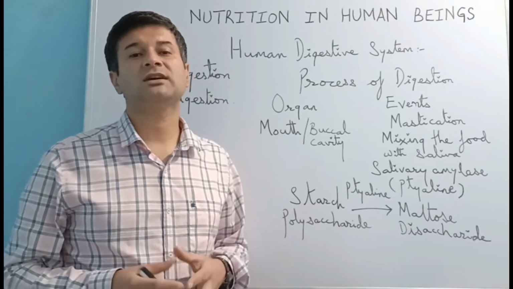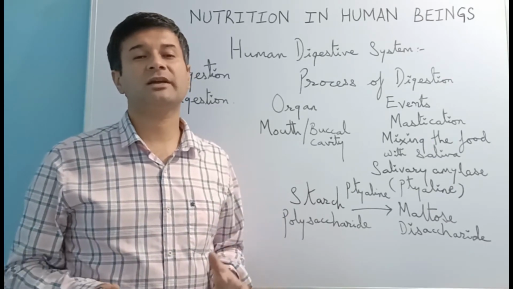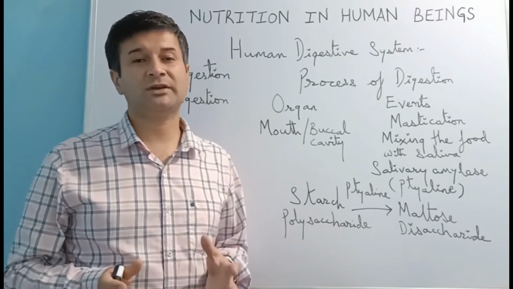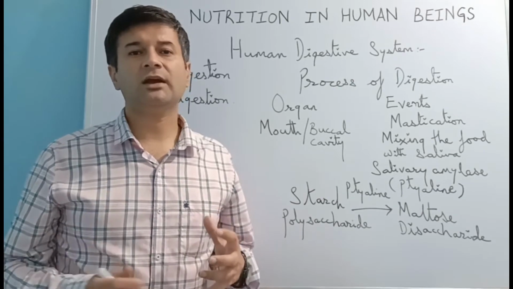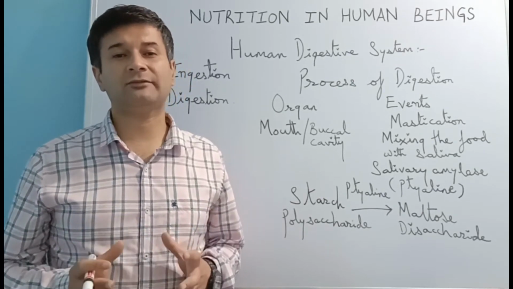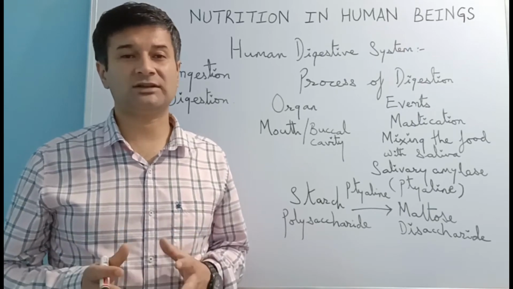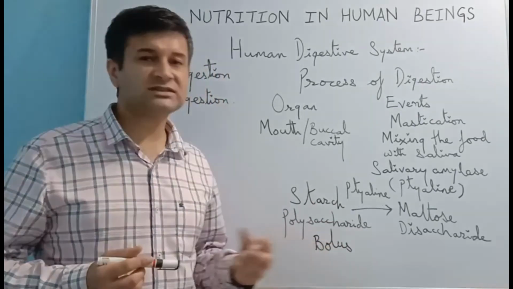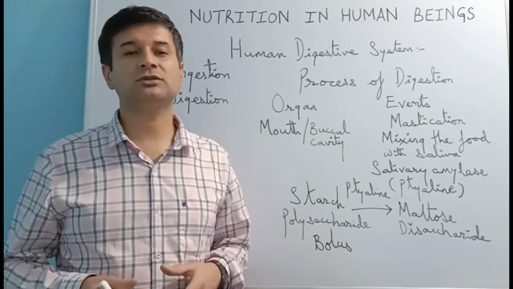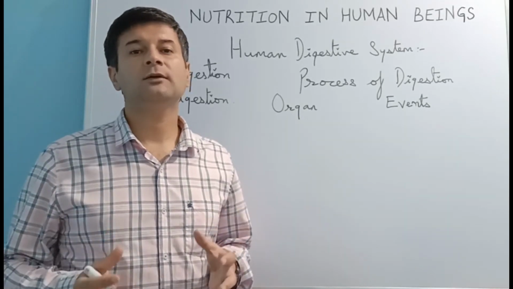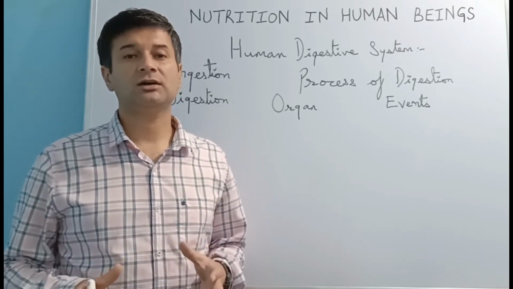Mixing the food with saliva makes the food alkaline, and it also makes the food wet and slippery so that we can swallow the food easily. Chewing and mixing the food with saliva makes it form a ball-like mass, which is known as bolus. Bolus is consistent and of uniform texture, which is swallowed into the esophagus. The food from the buccal cavity passes into the stomach through the esophagus.